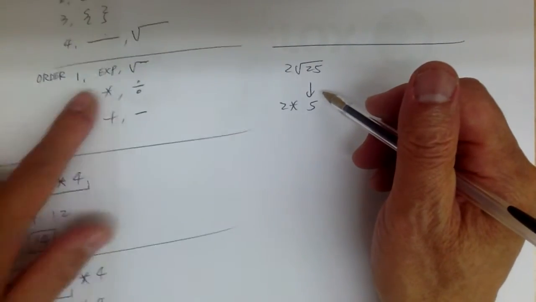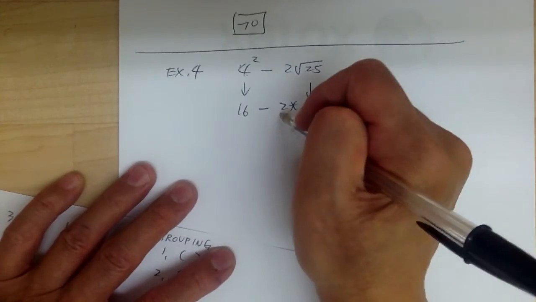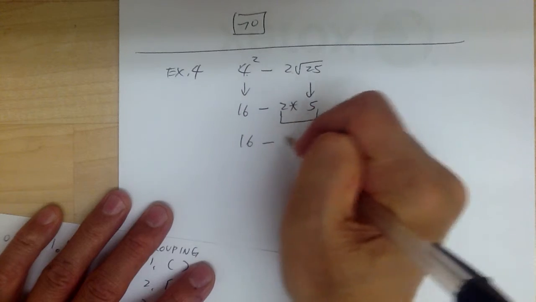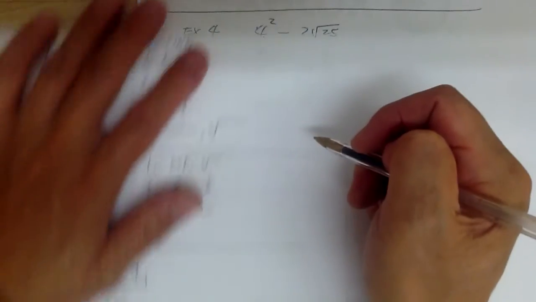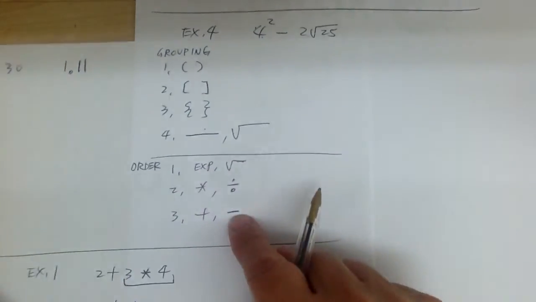Now your next step is you have to do multiplication, division next. So don't do subtraction yet. You have to do the multiplication first for this one. And then after that, you go to the next order, right? So it becomes 6. So make sure you know your orders.